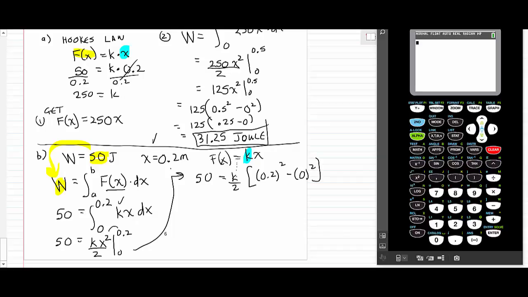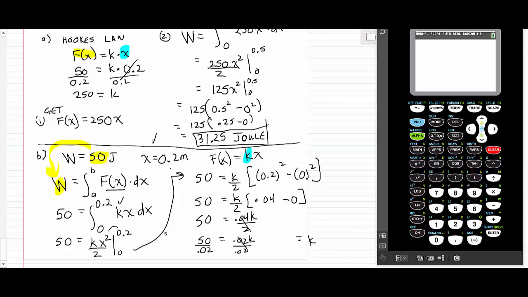Okay, now we're getting close to having an equation we can solve. So this is 50 equals k over 2 times, and let's see, that would be 0.04 minus 0. So that would be 0.04 k over 2 if you did that. And if you divide that, that would be 50 equals 0.02 k. And then what you need to do is divide both sides by 0.02, and that'll give you what that constant is.